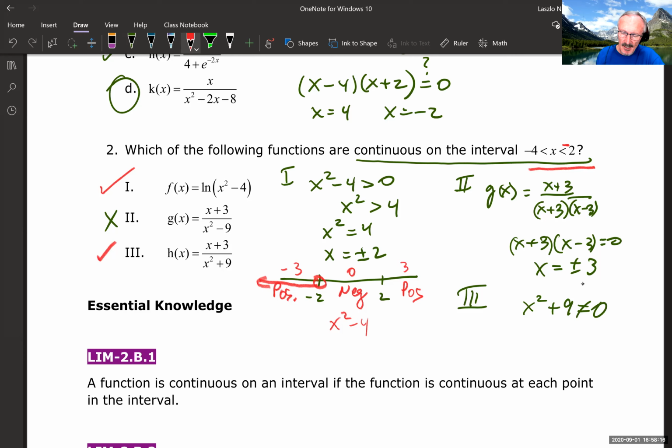So the true statements for continuity on the open interval -4 to -2 are 1 and 2. 1 and 2 are true.